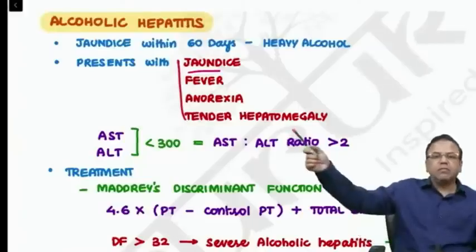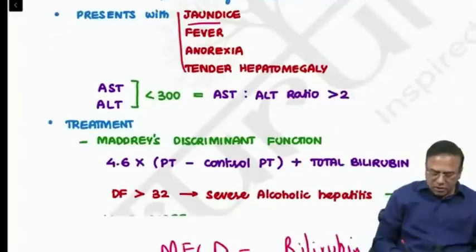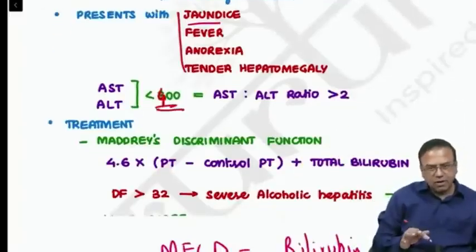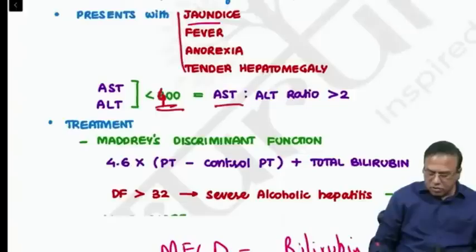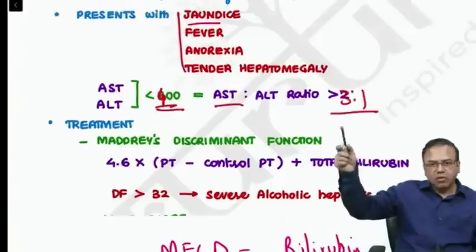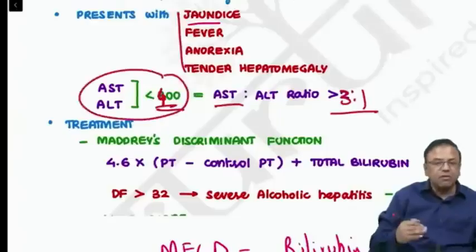Hepatomegaly with severe abdominal pain and jaundice. In such a patient you will find AST and ALT will be less than 400. It can be up to 400, never above that. And the AST to ALT ratio will usually be more than 3:1. AST will be very high, ALT will be low, and none of these will cross above 400.